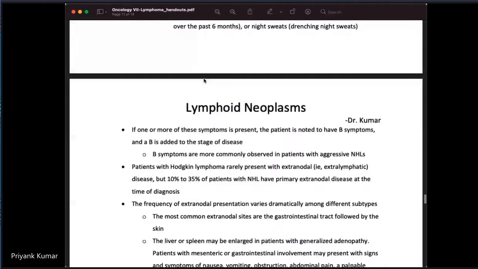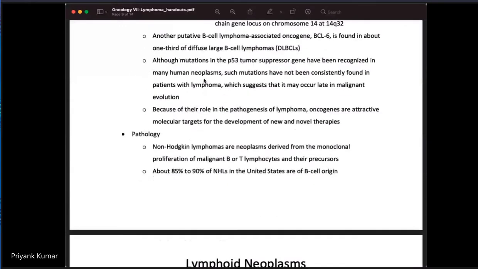Please go over these notes. If you have any questions, feel free to reach out to me. Okay, let's move on to leukemias.